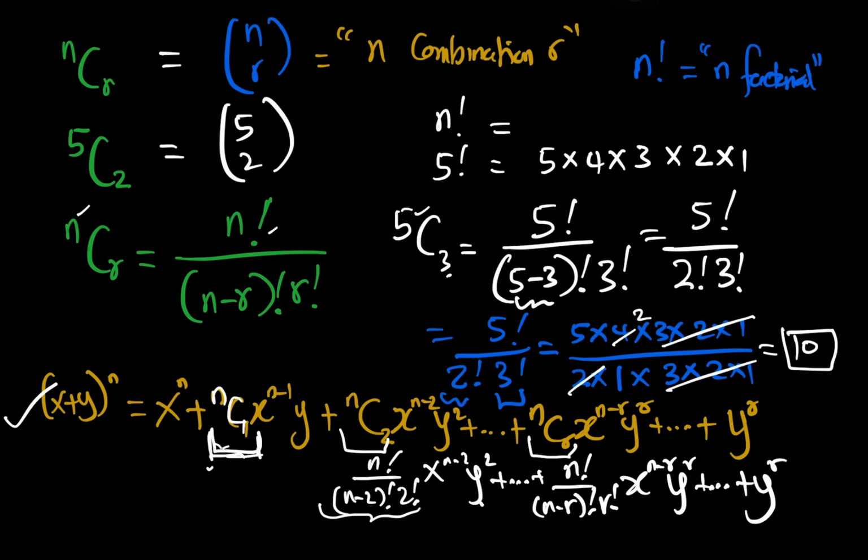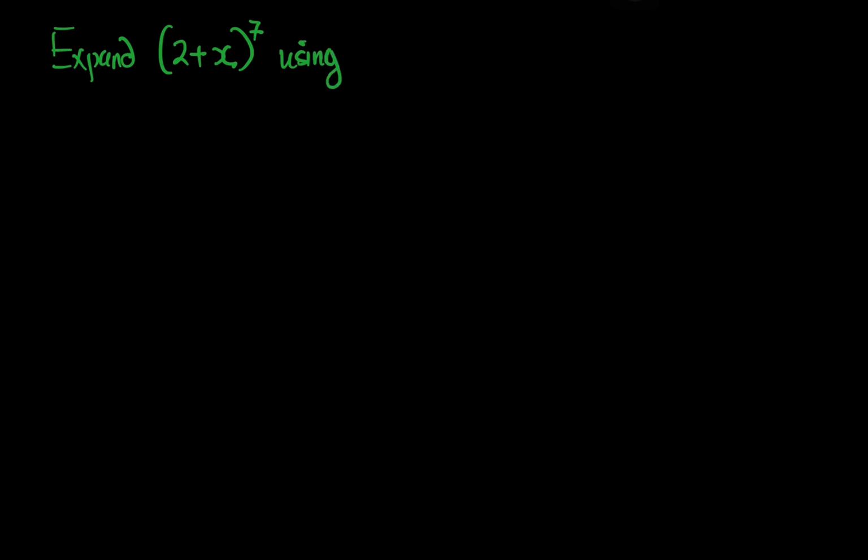So let's take a look at a problem that we can do. Let's imagine that we've been given a question to solve. The question says, using the binomial theorem, write down and simplify the terms of the expansion of 2 plus x all to the power of 7, using the binomial theorem.